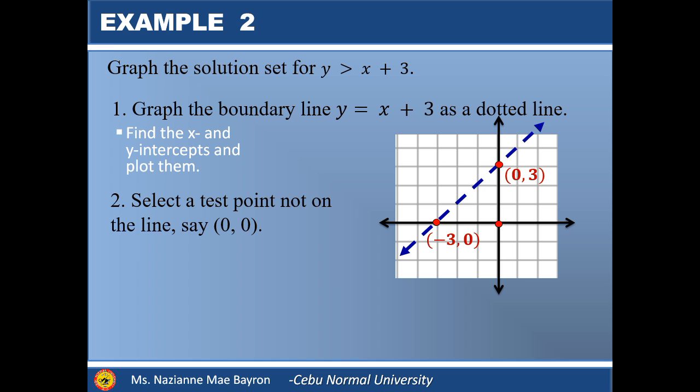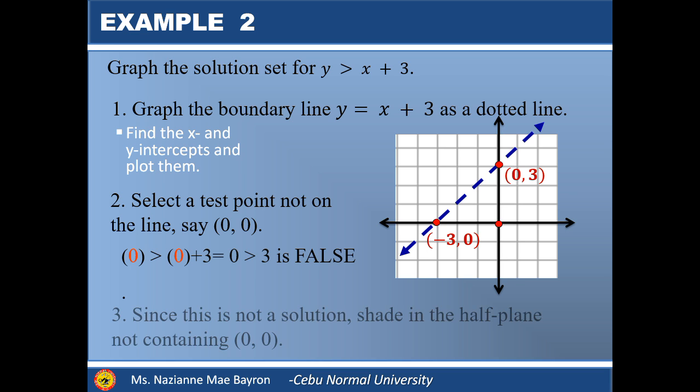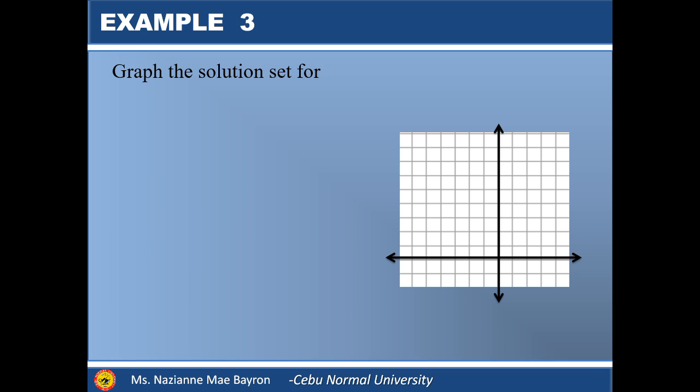Okay, select a test point not on the line, say 0 and 0. And since 0 greater than 0 plus 3, that is 0 greater than 3, is false. Since this is not a solution, shade in the half plane not containing 0, 0.